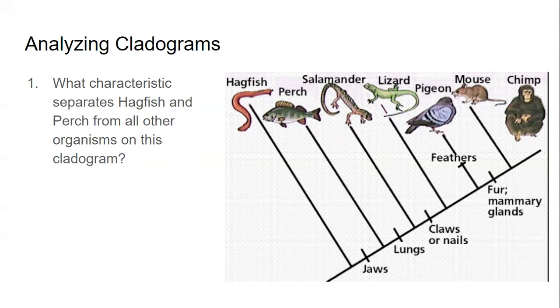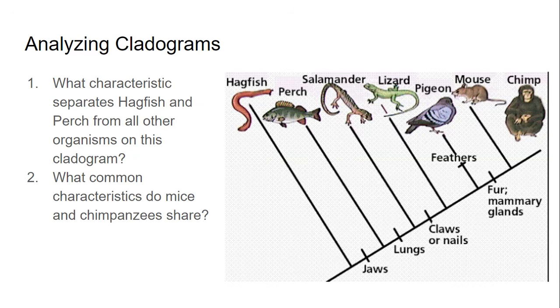What characteristic separates hagfish and perch from all other organisms on this cladogram? Well, if you look, the characteristic that separates these two would be this right here, lungs. Everything that's to the right of this line is going to have lungs. So that means your salamander, lizard, pigeon, mouse, and chimp. These all have lungs because they're to the right. Everything to the left does not possess that characteristic. So the hagfish and perch do not have lungs.